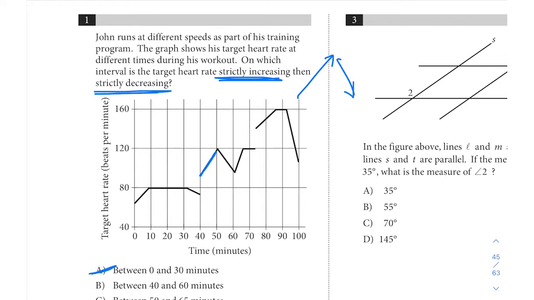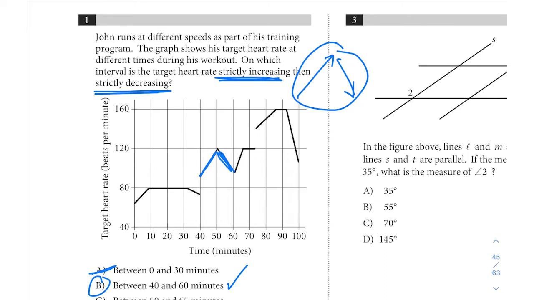All right, between 40 and 60. Well, let's check. So here, we're increasing. And then between 50 and 60 minutes, we're decreasing. We have no plateau or leveling off in between. So yep, that checks out. That looks quite a bit like what we were expecting to find here. And that is, in fact, our correct answer to this question.